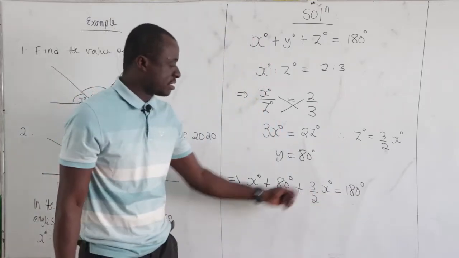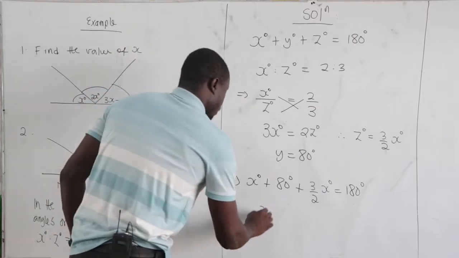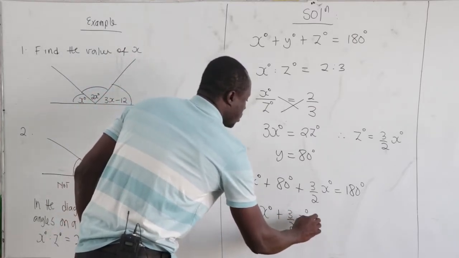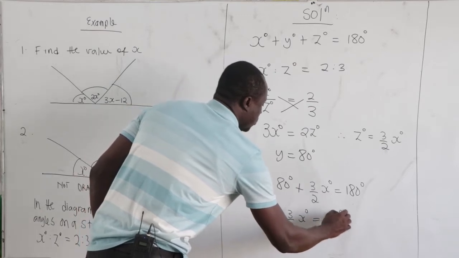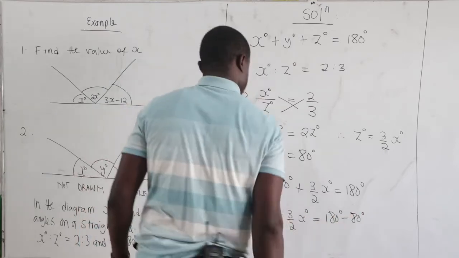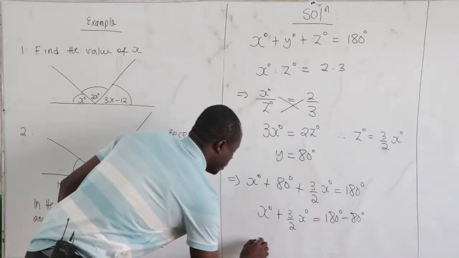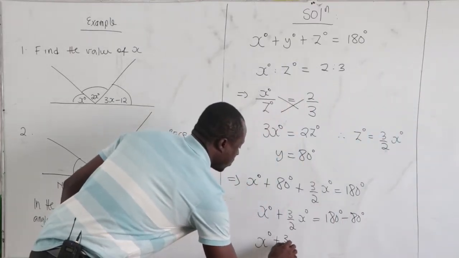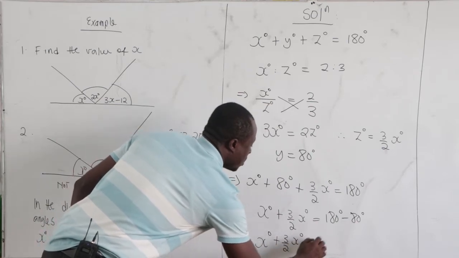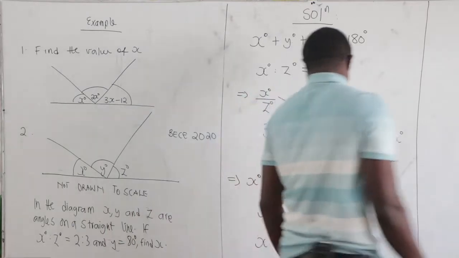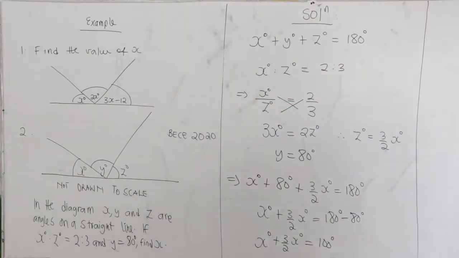Now let's group like terms. This can go to this side. So we have x degrees plus 3 over 2x degrees equal to 180 degrees minus 80 degrees. Now clearly from here we have x degrees plus 3 over 2x degrees equal to 100 degrees. 180 minus 80, that is 100 degrees.